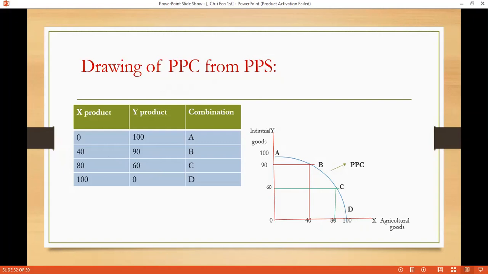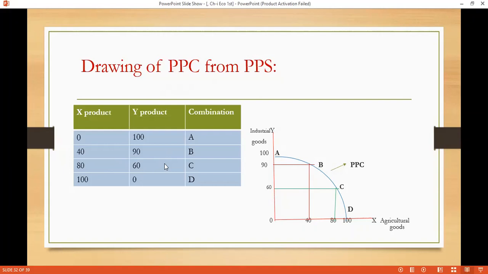See at point A, production of Y is 100 and production of X is 0. That means 100 and 0 at point A. Then at point B, production of Y is 90 and production of X is 40. That is the 90 and 40 combination at point B. And at point C, we see X production is 80 and Y production is 60. That is the 60-80 combination at point C.